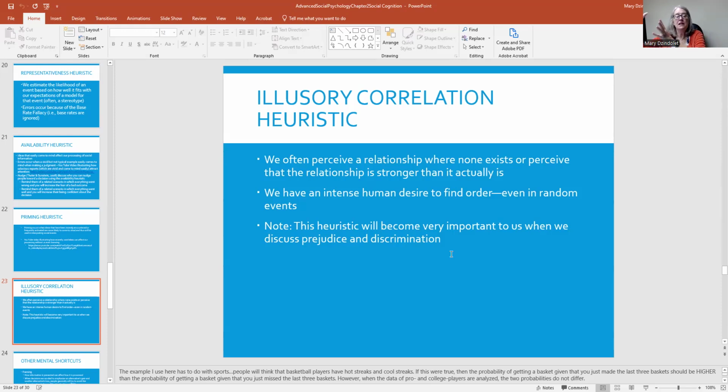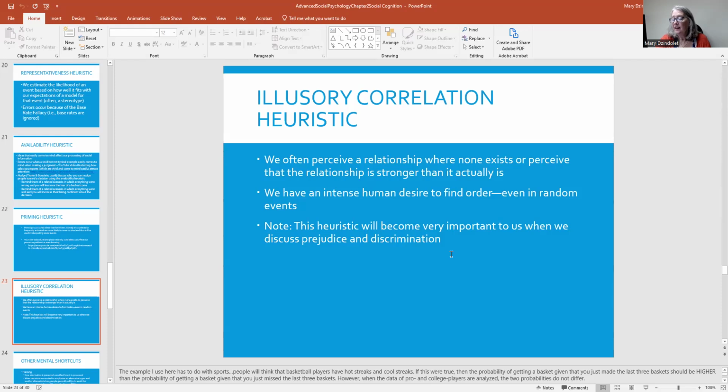But what ends up happening is that there's no evidence for this. They looked at professional sports. There's no evidence for this. So then they went into college level and then even high school sports. And when statisticians look at this, there's no evidence for hot streaks and cold streaks. We think it's an illusory correlation.